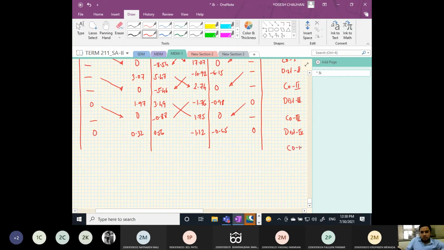Similarly, then carry over 4, this will be 0 here, 0 here, dash, dash, half of this will be here, half of this will be here, so this will be minus 0.56, and this will be 0.28.